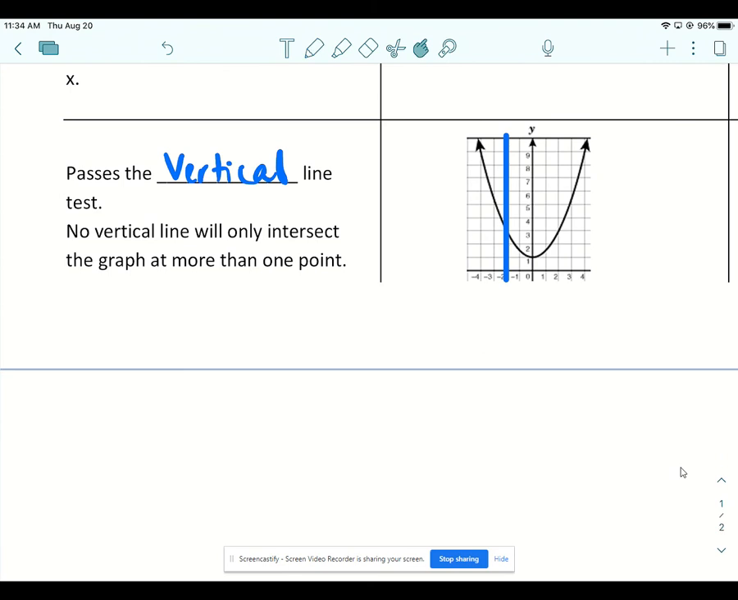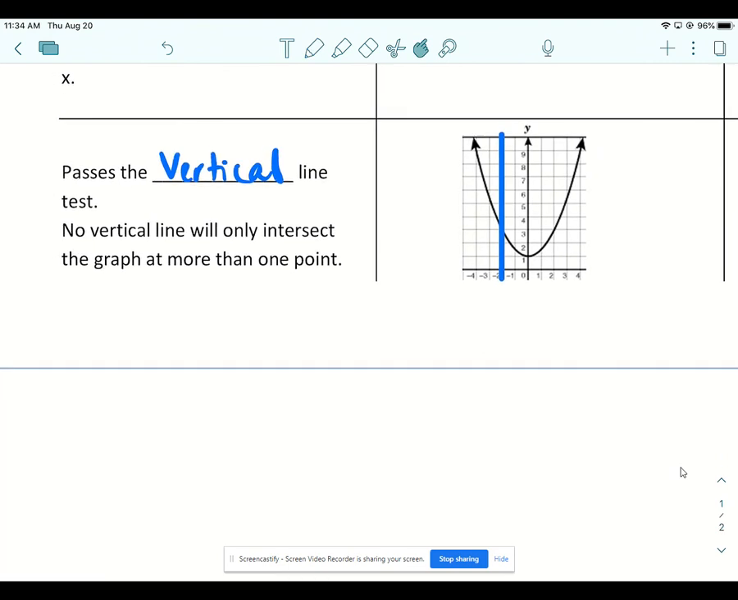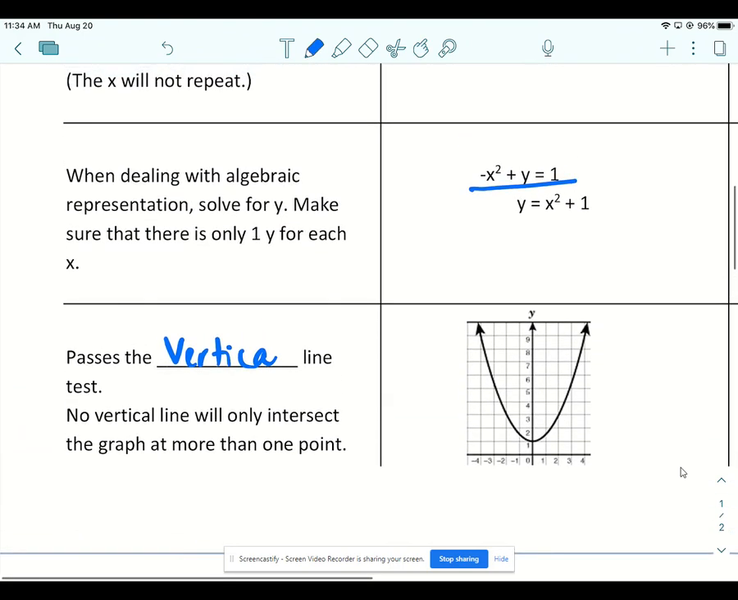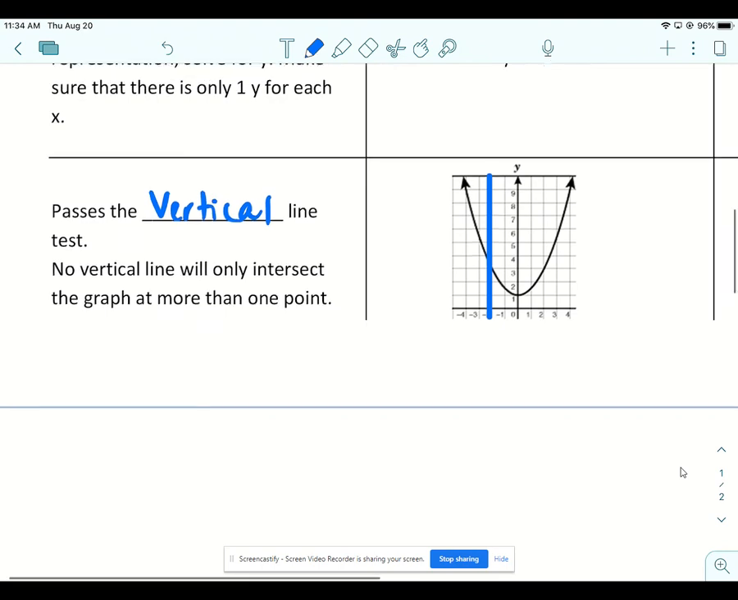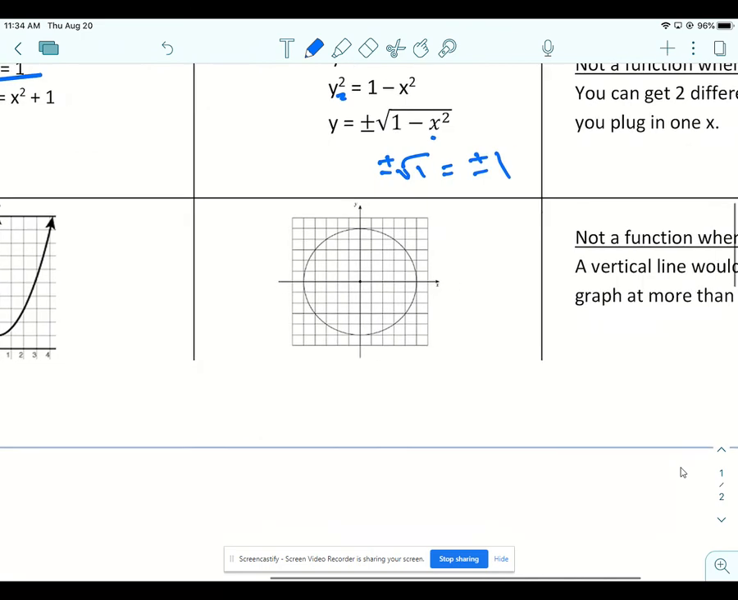So let's see if I can do it. I can't. Okay, so if I took this vertical line out, right, it's not gonna let me. So you take the vertical line, you move it all the way through the graph. If it ever crosses at more than one place, then it is not a function. So this one is fine. It's a parabola. A parabola passes the vertical line test.